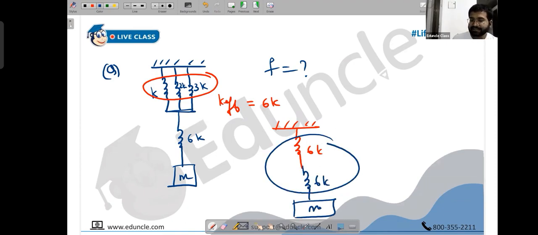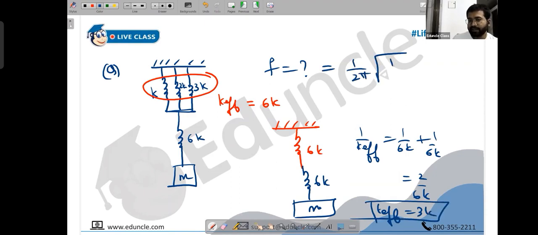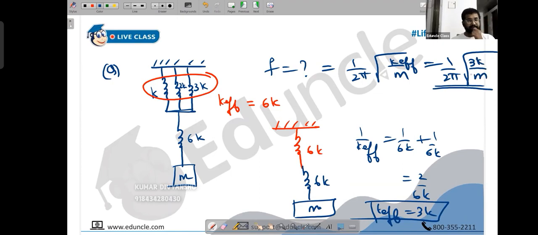Now these are in series. Because these are in series, you have to use the parallel formula. 1 upon k effective will be 1 upon 6k plus 1 upon 6k. So this is 2 upon 6k, or I can say k effective is 3k. So my answer of frequency will be 1 upon 2 pi under root of k by m. This is k effective by m, final k effective. So 1 upon 2 pi under root of 3k by m. Okay. Next, proceeding ahead.